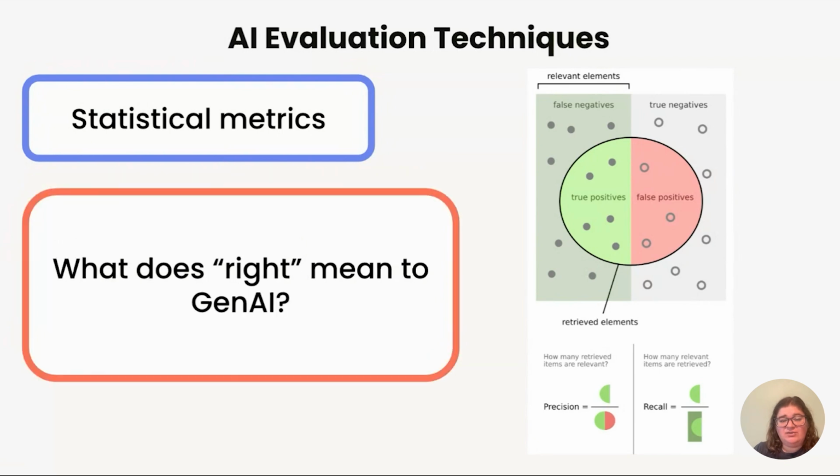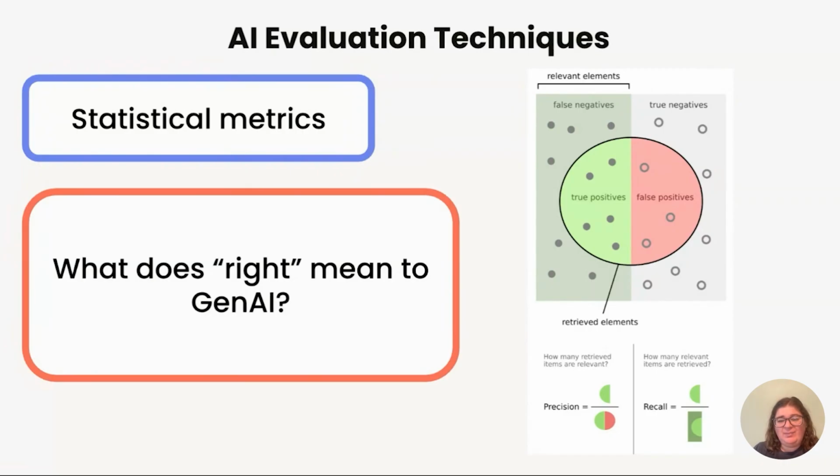The question is, what does right mean to GenAI? As we know, these models are not discriminative, which means they give us a different answer every time. And with generative answers or long-form text, there could be more than one right way to say the same answer. And there could also be more than one wrong way to say the same answer.